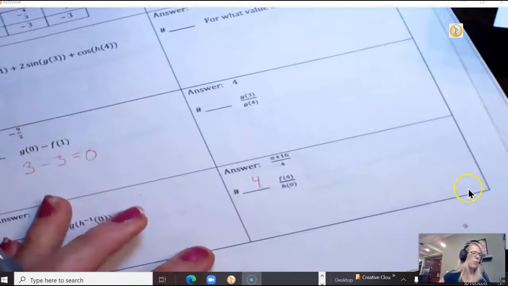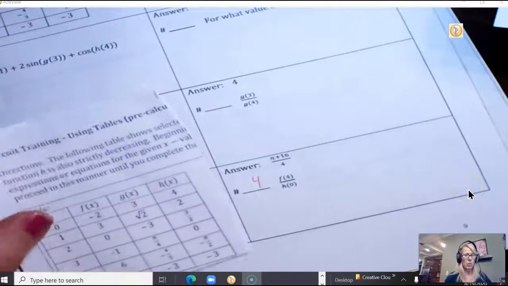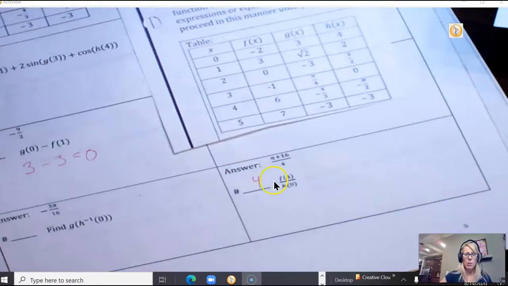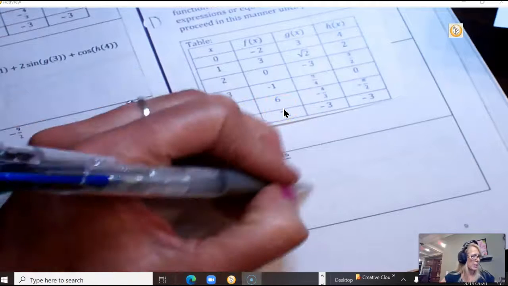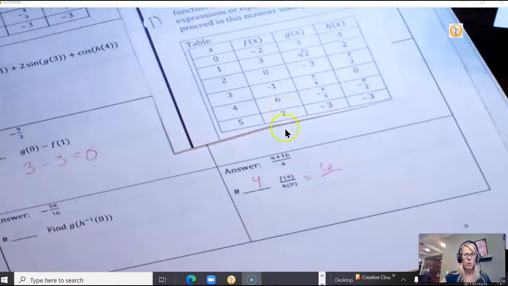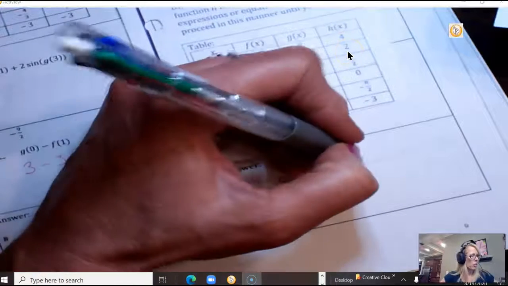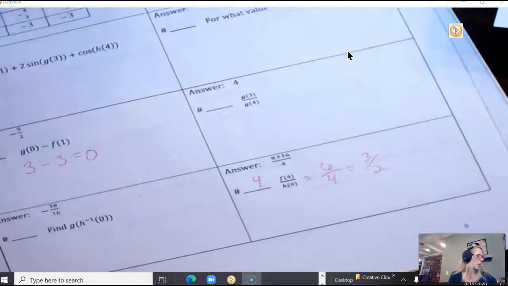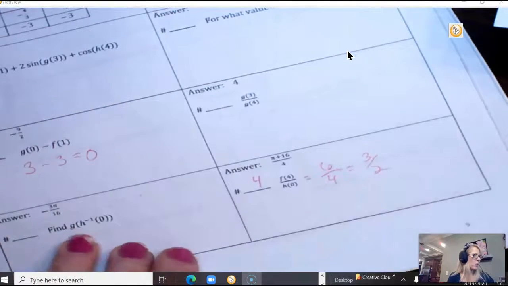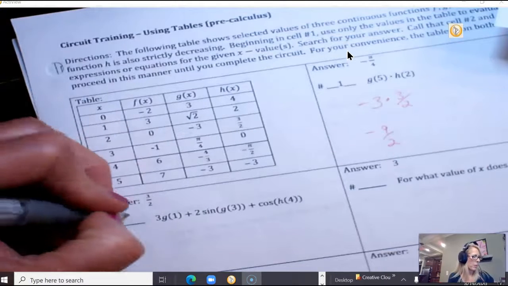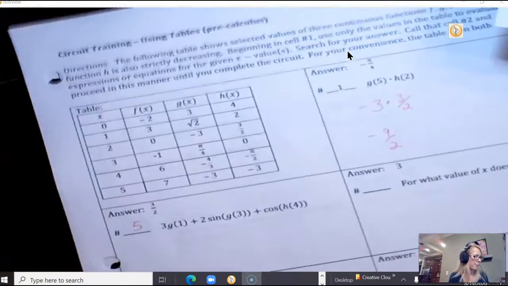All right, so we're looking for f of 4. Let me bring in my table here so we can see it a little better. Put it right there. All right, so we want f of 4. That means we're going to go down to 4 over to f, and that is 6 over h of 0, here's 0, over to h is 4. We want to simplify that fraction to 3 over 2. Okay, so 3 over 2, and you will find that up here right under the table on the front page. That is number 5 then.